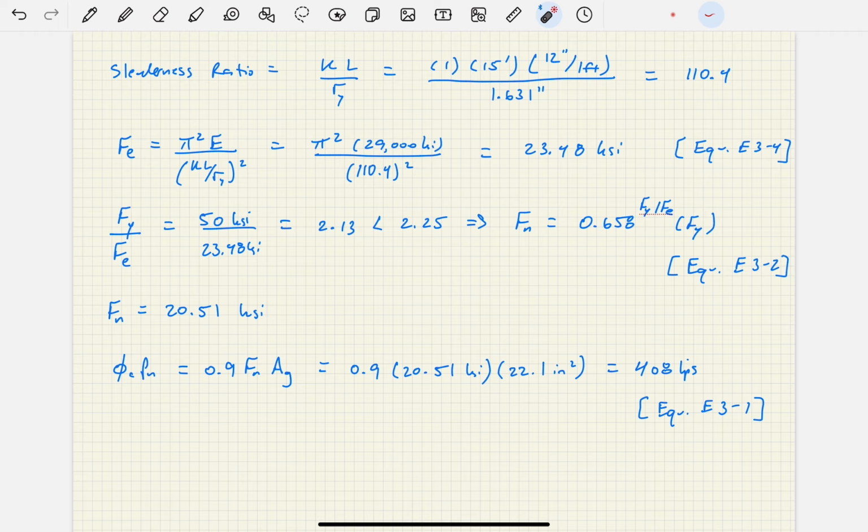So what's my final answer? My final answer is this 408 kips. So what that means is that is our design compressive strength using LRFD, 408 kips of this built up column section. Okay, so that concludes this video.